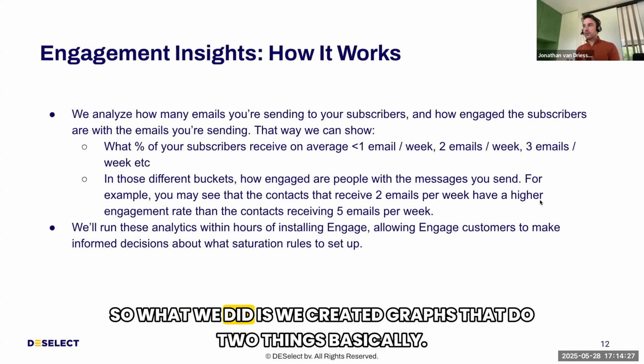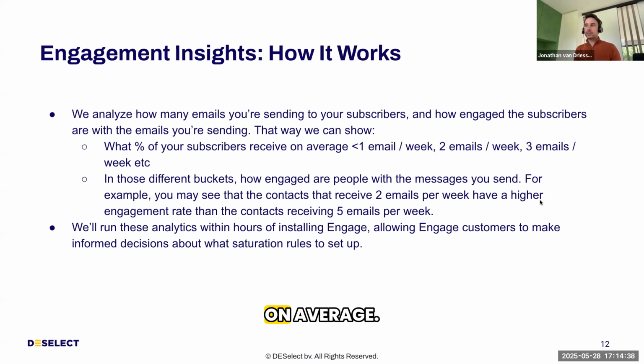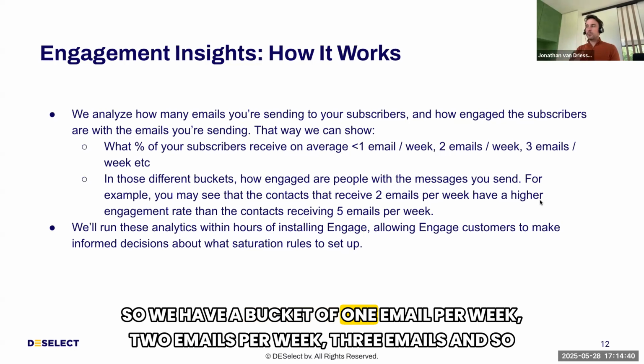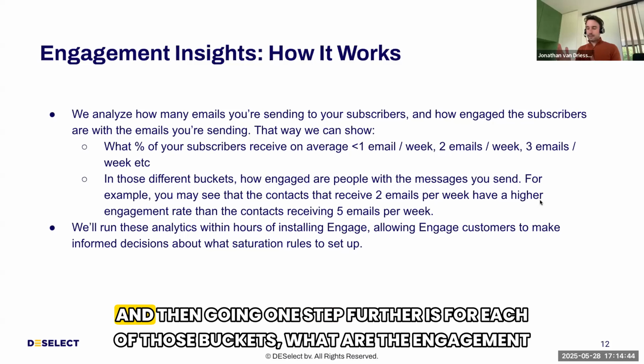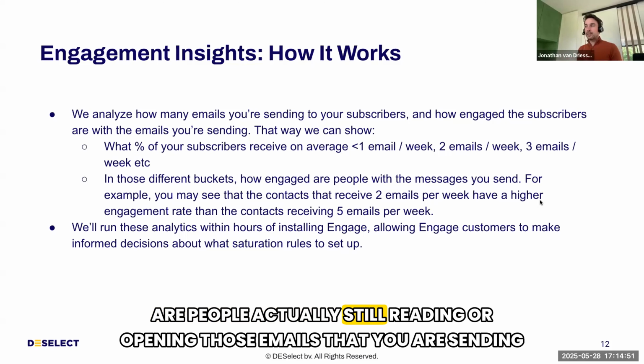So what we did is we created graphs that do 2 things basically. First, we create buckets of how many emails people are receiving per week on average. We have a bucket of 1 email per week, 2 emails per week, 3 emails, and so forth. And then going one step further, for each of those buckets, what are the engagement levels? Are people actually still reading or opening those emails that you are sending them?